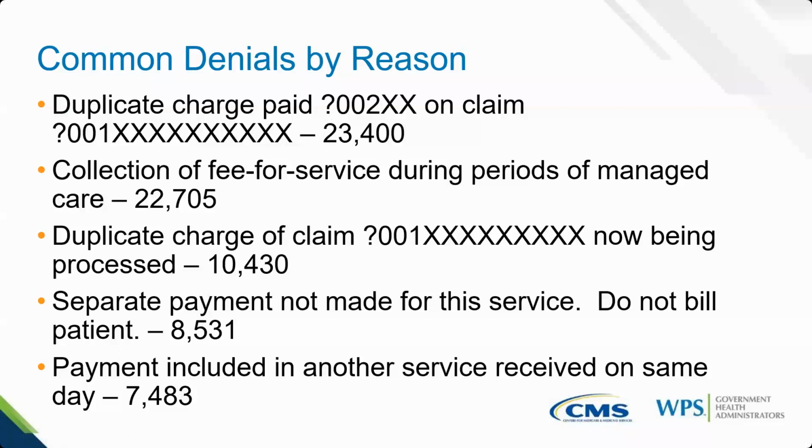23,400. Look at that third bullet, duplicate charge of another claim. There again would be the internal control number, or ICN, now being processed. That means there's another claim in the system currently being processed that's a duplicate, 10,430. You'll see on the next slide there's some also duplicate charges over 7,000. Now if you add all those claims up, that's a lot of claims that are being denied because they're duplicates.